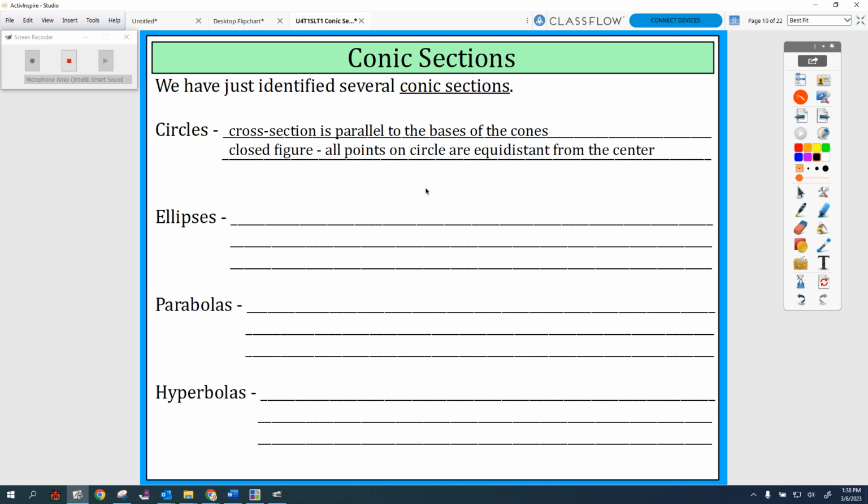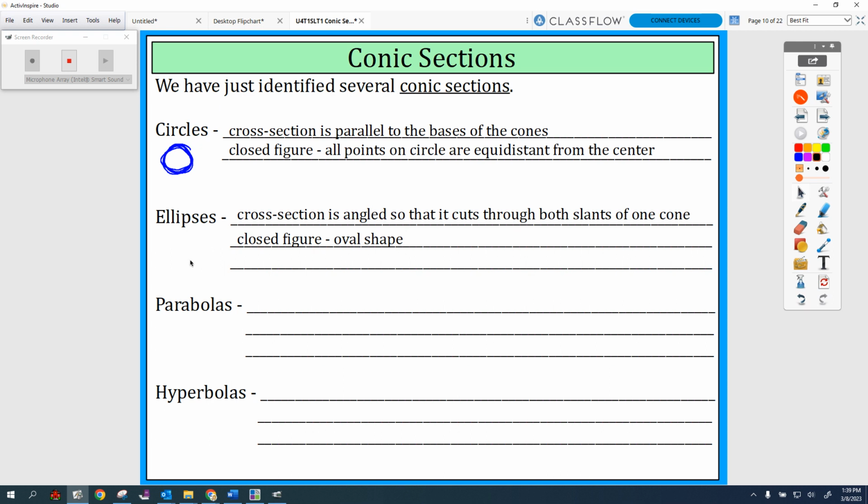So a circle is formed when the cross section is parallel to the base of the cones. It is a closed figure, meaning that it doesn't have any ways that the inside points can interfere with the outside points. So the closed figure means that it just has a beginning and end that are connected. And all points in the circle are equidistant from the center, which we've talked a lot about already this year. An ellipse is when the cross section is angled so that it cuts through both slants of one cone.